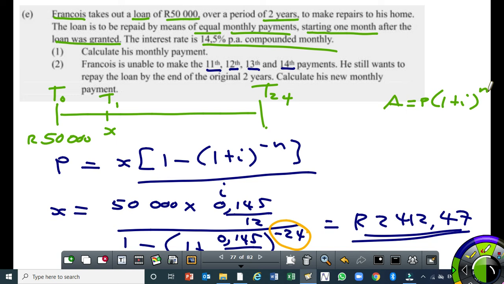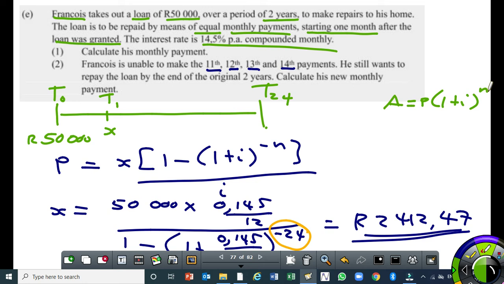So for this case, after the 10th payment, we need to know how much money he is owed. How many payments has he made? That's 10 payments. What is the total amount still being owed? That's our outstanding balance, the one that we calculate. So M is going to be 10. It's not N, it's M. N is 24, but M is 10.